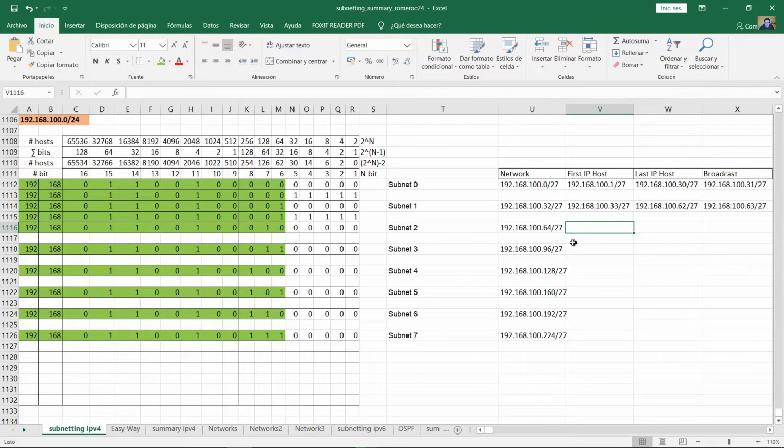Another way to do this is the following. For subnet 2, I want to know the broadcast. Verify subnet 3 network address, 96.